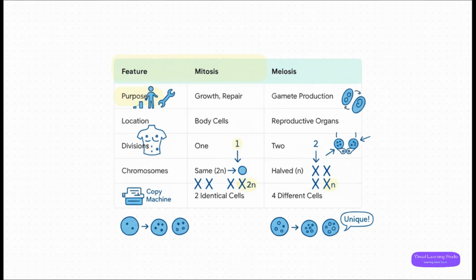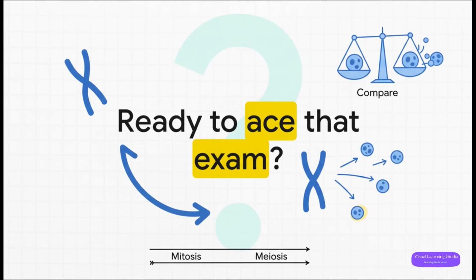Chromosome number, the big one. Mitosis keeps it the same. Meiosis cuts it in half. And the final result? Mitosis makes 2 identical clones. Meiosis makes 4 unique, genetically different cells. So let's go back to those 2 diagrams from the beginning. They don't seem nearly as intimidating now, do they? Now you've got the tools to tell them apart, to know their purpose, and to understand exactly what's going on. Remember, the real key was to compare them, not just memorize them separately. So now, you're ready. Go ace that exam.